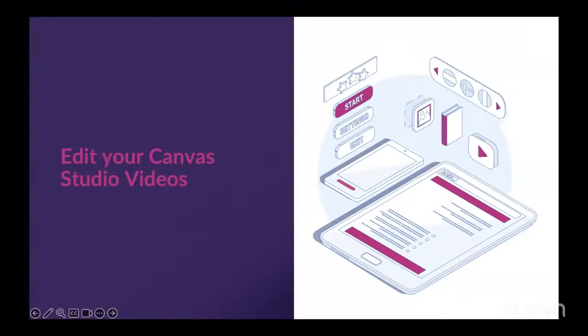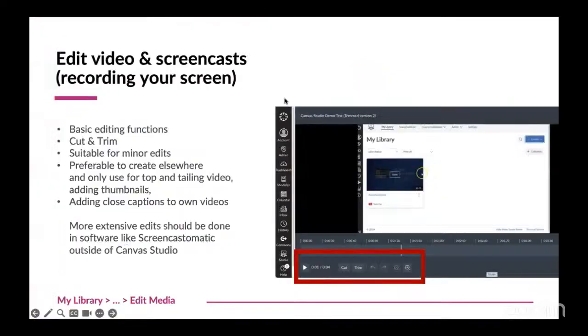Okay. So I'm just going to go through a couple of the functions. The first one is going to be editing your Canvas Studio videos. Just click on here. There we go. Essentially, there are very basic editing functions. You can cut and trim your videos. It's suitable for very minor edits, so trimming little bits of content that you want to remove. Maybe you've uploaded one of your Zoom recordings and there's a student's question that you want to cut out.